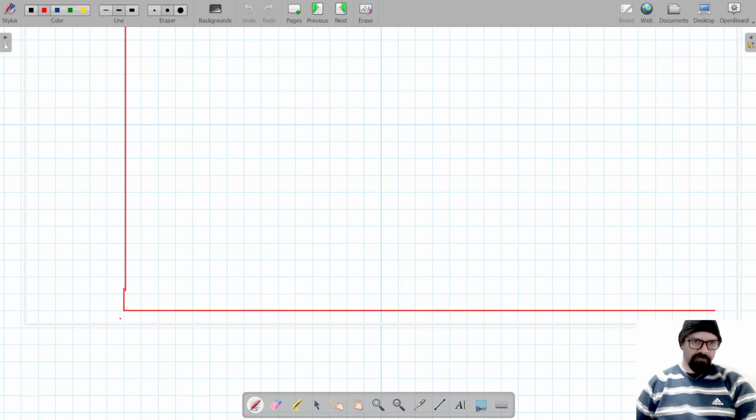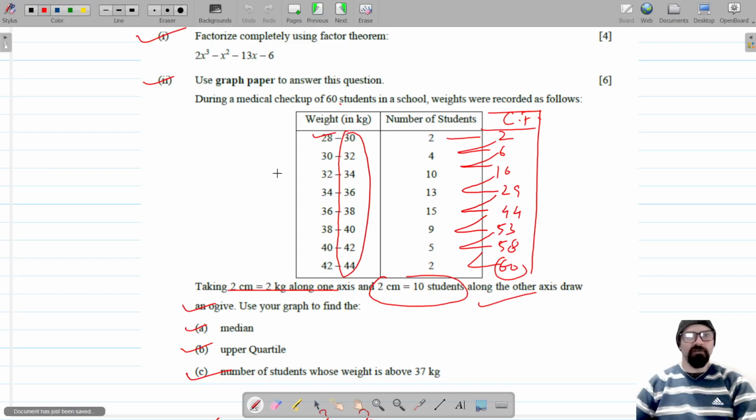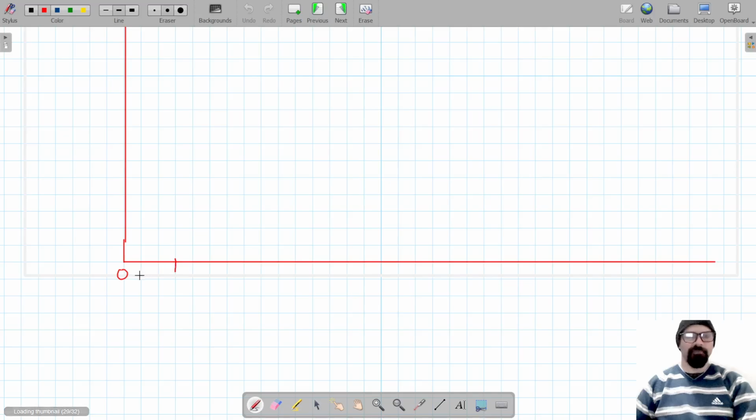So it starts from, let's say, 0, and I'm going to take these three boxes as 2 centimeters. You can take accordingly on your graph paper. It's given that you have to take 2 centimeters as 2 kg and 2 centimeters equal to 10 students. So take accordingly on your graph paper. I'm going to take this much distance as 2 centimeters. So the first one is 32 kg.